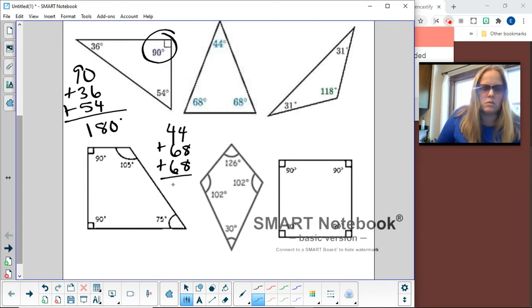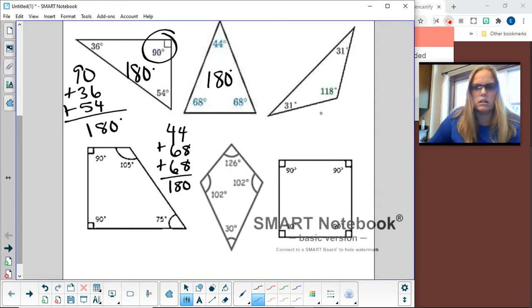But if we continue this and we add this all up, it comes out to 180 as well. So maybe I'll just put these totals right in the middle here so we can see them clearly. All right, the third triangle over here, 118, 31, and 31. If I add all these together, 8, 9, 10, carry the 1, 3, 6, 7, 8, and drop the 1. So 180 again.